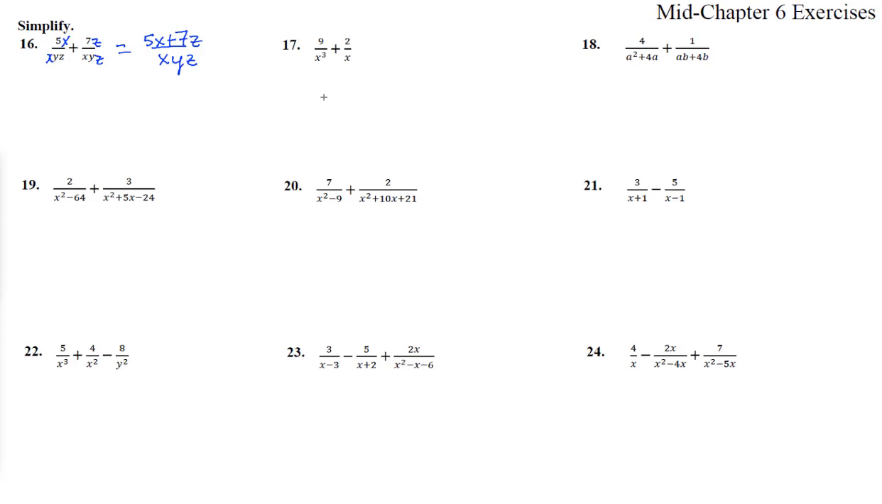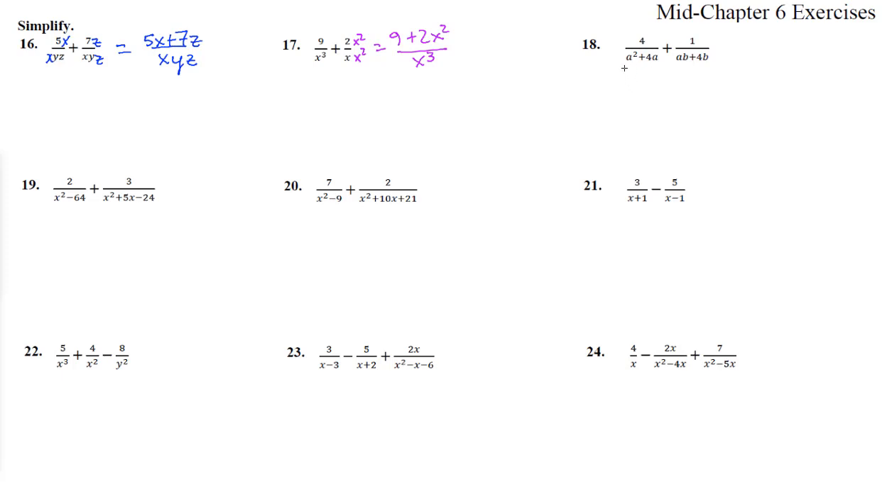Excellent. Number 17, x cubed. So that's x times x times x. So we would need to times this one by x squared. If we do that, we now have 9 over x cubed plus 2x squared over x cubed equals 9 plus 2x squared all over x cubed. And that's it.